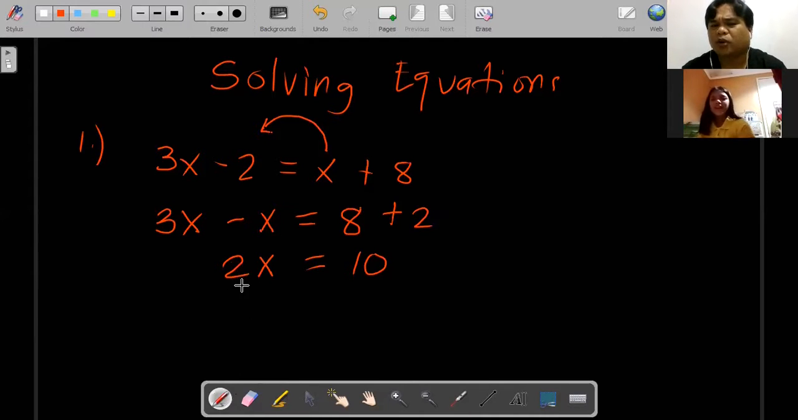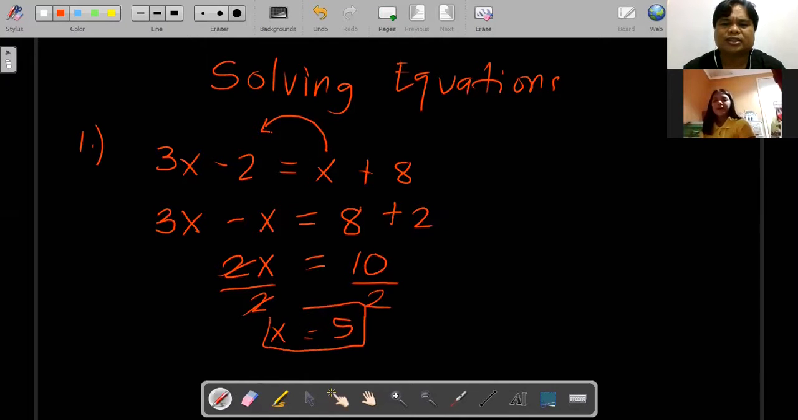We divide both sides by 2, so that you can cancel this. And then what you have left is 10 over 2, which is x equals 5. So therefore, the answer is x is equal to 5.